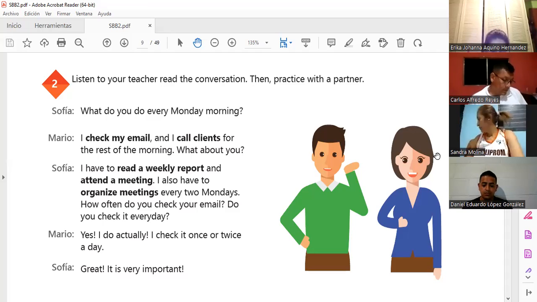Entonces tenemos meetings, Sofía, tenemos meetings and important. En la primera lo dijiste bien, pero la segunda donde dice organize meetings, tiene una S al final. No es lo mismo meeting que meetings, ¿verdad? Tiene que sonar esa S.